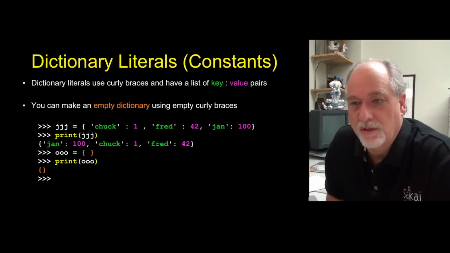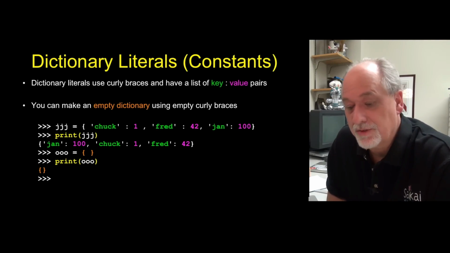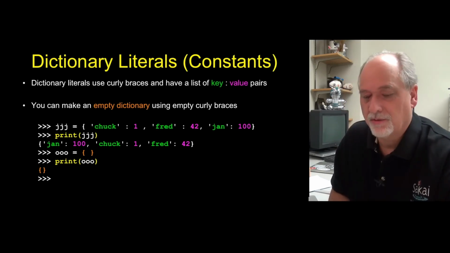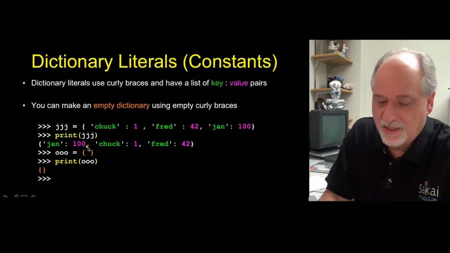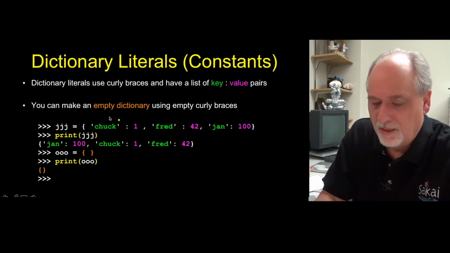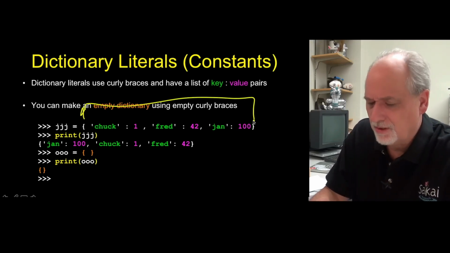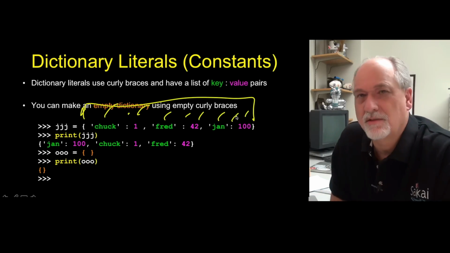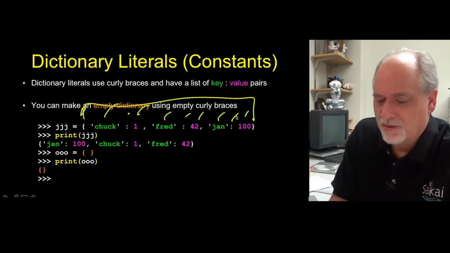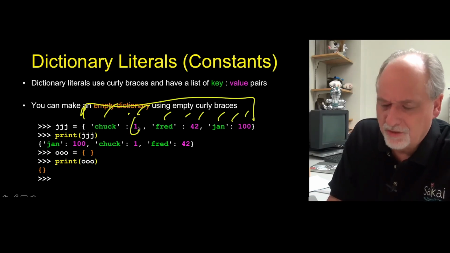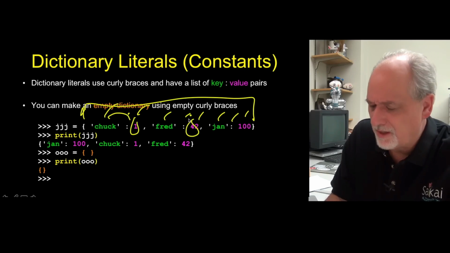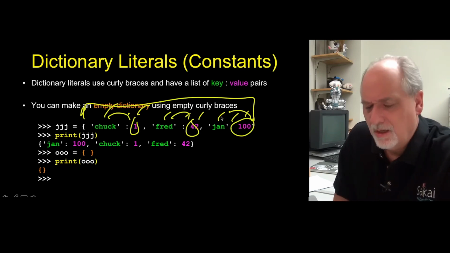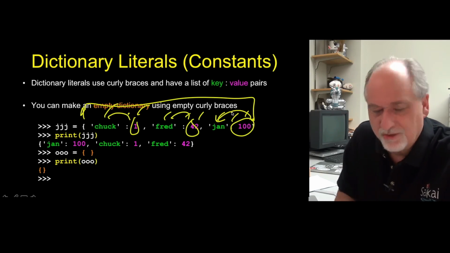So just like lists, we have dictionary literals. And what's nice about dictionary literals is that they use the exact same syntax as the printout. It starts with a curly brace, ends with a curly brace, and then has a series of key colon value, key colon value, key colon value. And this is the associative array bit. We are associating 1 with the key Chuck. We are associating 42 with the key Fred. We're associating Jan and 100. Then we print it out, and it looks exactly the same.